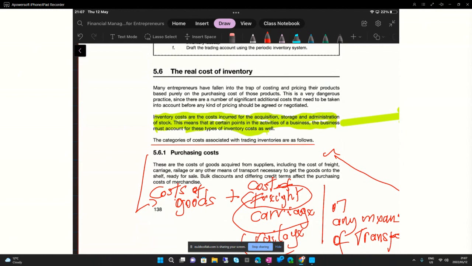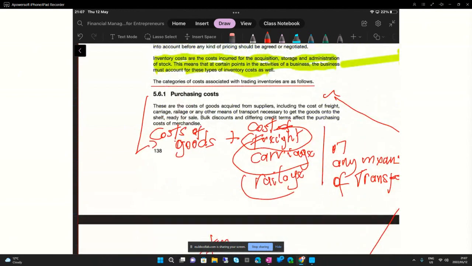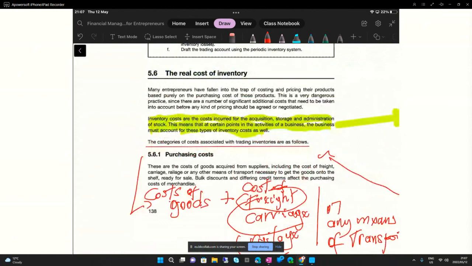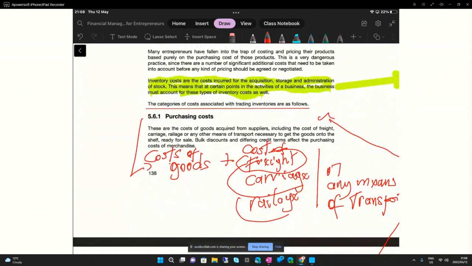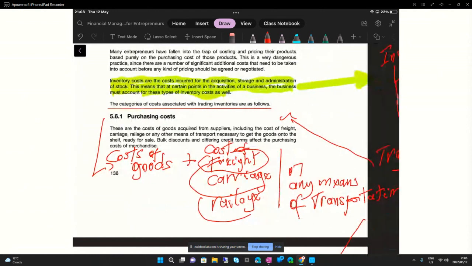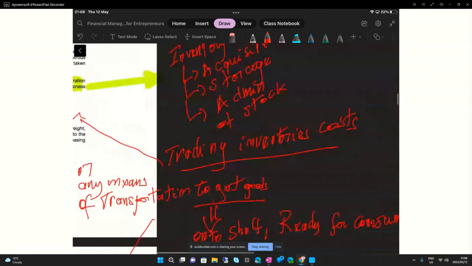So the real cost of inventory, we have the purchasing cost. So when we're looking at the different costs, you have, for instance, the categories of costs for trading inventory. Remember, before we were talking about manufacturing as opposed to trading, but now when we talk about trading inventories, you have the purchasing cost, obviously. But that purchasing cost is not only the cost of the goods that have been purchased, but you also need to think about the cost of freight, carriage, railage, and any other means of transportation.